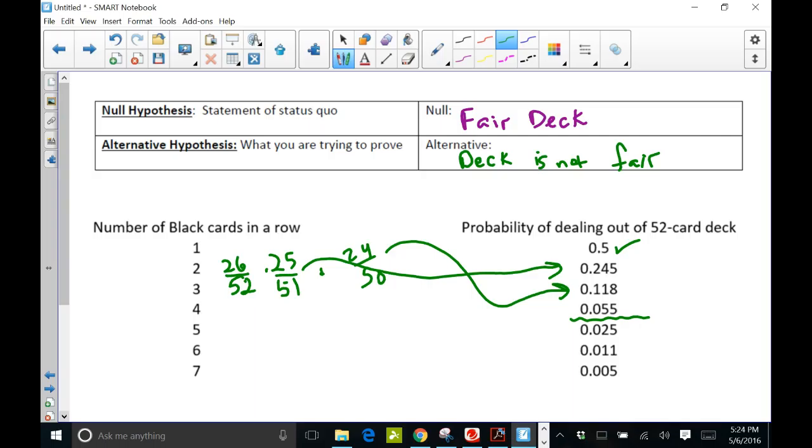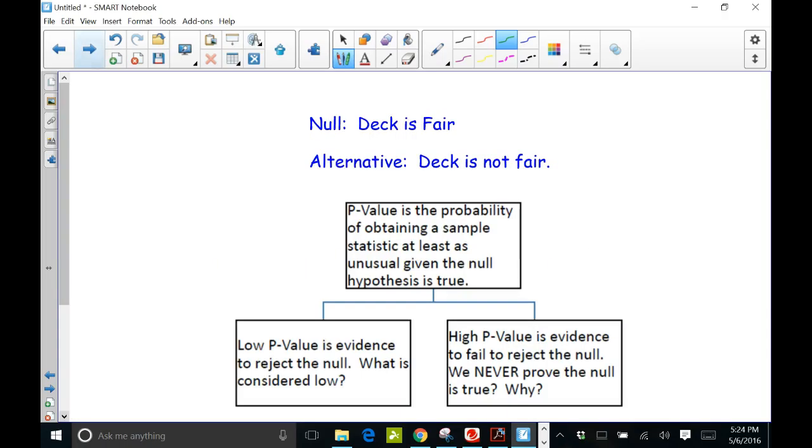is called a p-value. So at this point, we start to understand that the more unusual something happening is, the more likely we are to doubt the null. If the deck was fair, I had no problems getting 2 blacks in a row, maybe even 3. But the likelihood of getting 5 blacks in a row if the deck is fair is only like 2.5%. I start to say, well, maybe the deck isn't fair. So what we have basically here is we've worked with the null that the deck is fair, and the alternative is that the deck is not fair.